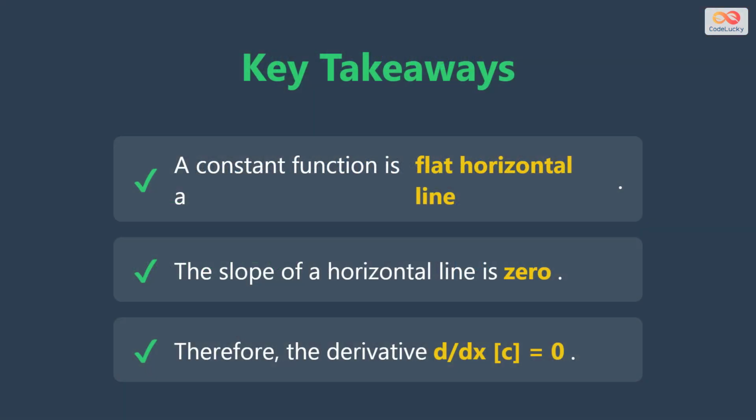To summarize today's lesson, remember that a constant function creates a horizontal line. The slope of a horizontal line is 0. Therefore, the derivative of any constant is always 0.